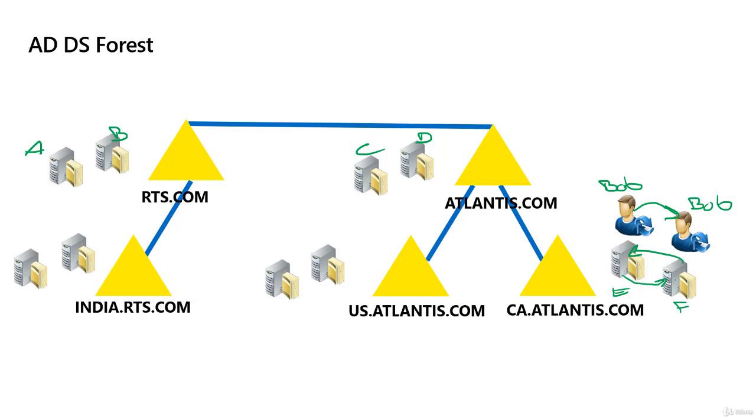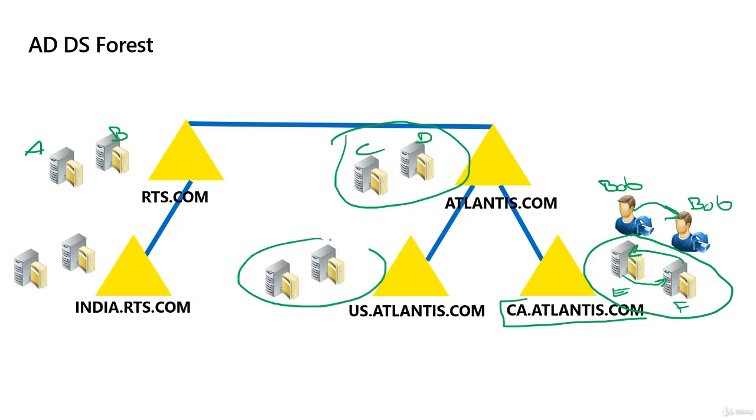Now, this is only within your domain that they replicate. So these two domain controllers here are exact replicas of each other, but they only contain objects like users, computers in this ca.atlantis.com domain. In the atlantis.com, you have your domain controllers here. They're going to contain all the users in this domain. The US, same thing. They're going to contain all the user accounts that you ever create in the us.atlantis.com. Our india.rts and our RTS, same thing.